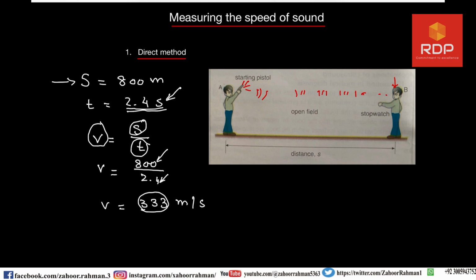Number one, as I told you, repeat the experiment a few times and compute the value of the speed of sound for each experiment. Find the average value. This procedure minimizes random error in finding the time interval between seeing the flash and hearing the sound. That is what I told you.